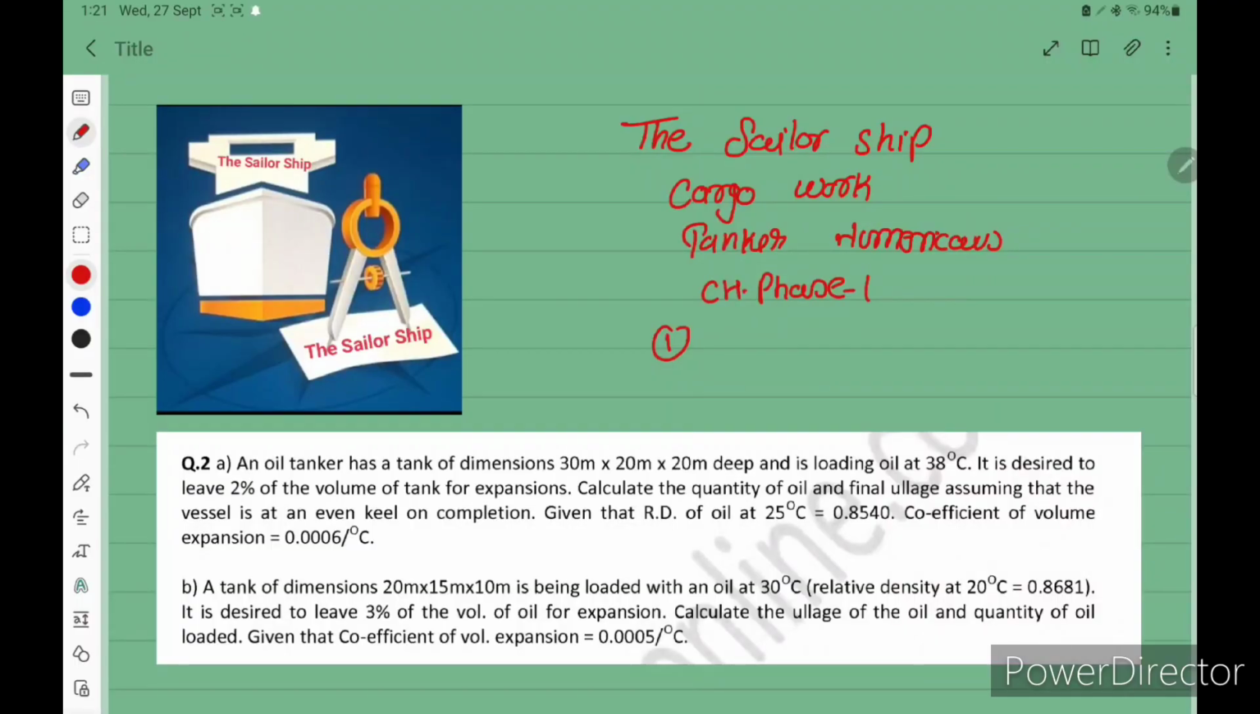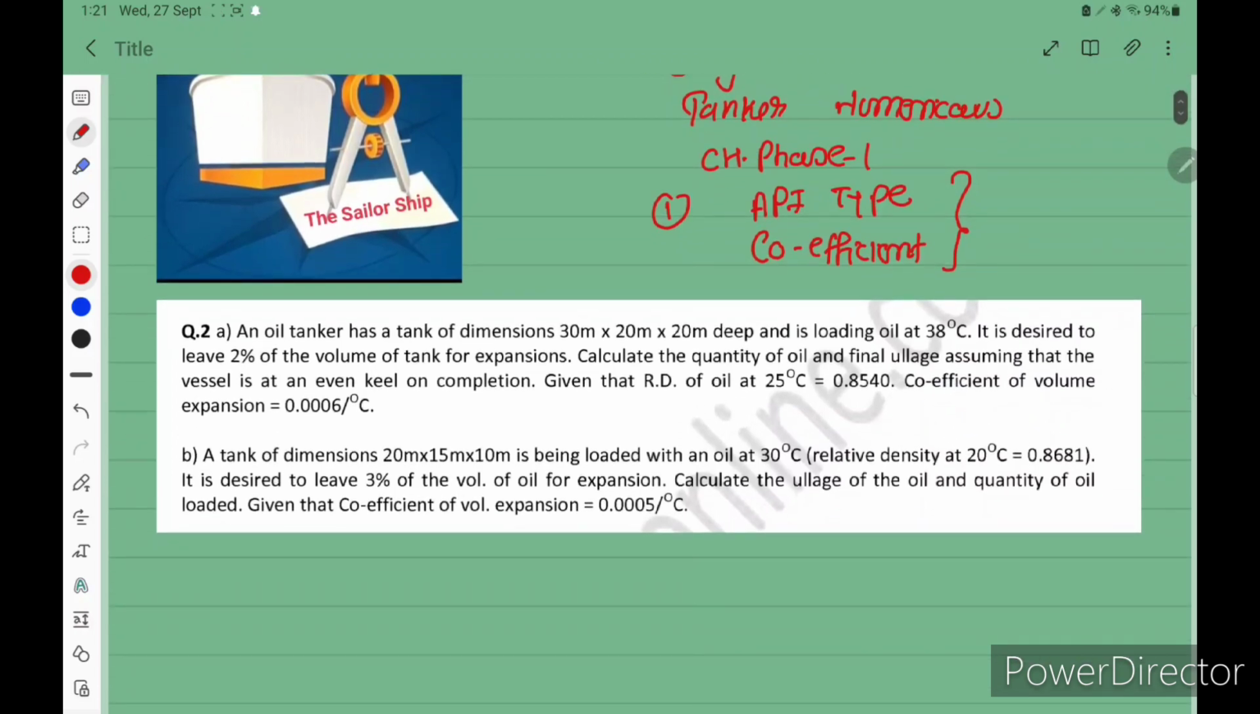So today we are going to discuss tanker numericals, shipment phase 1. There are two different types of numericals that have come up before: one is API type and one is coefficient. First of all we discuss the coefficient type, which appeared recently in April 2019.